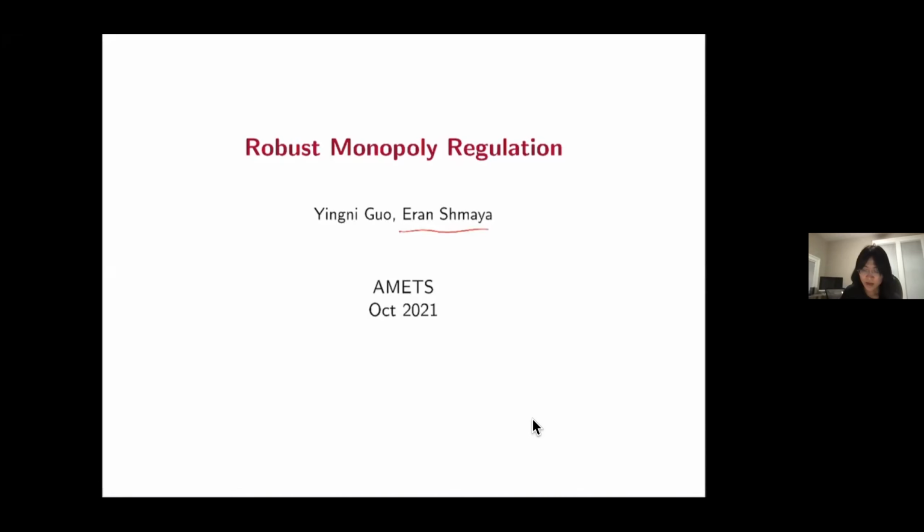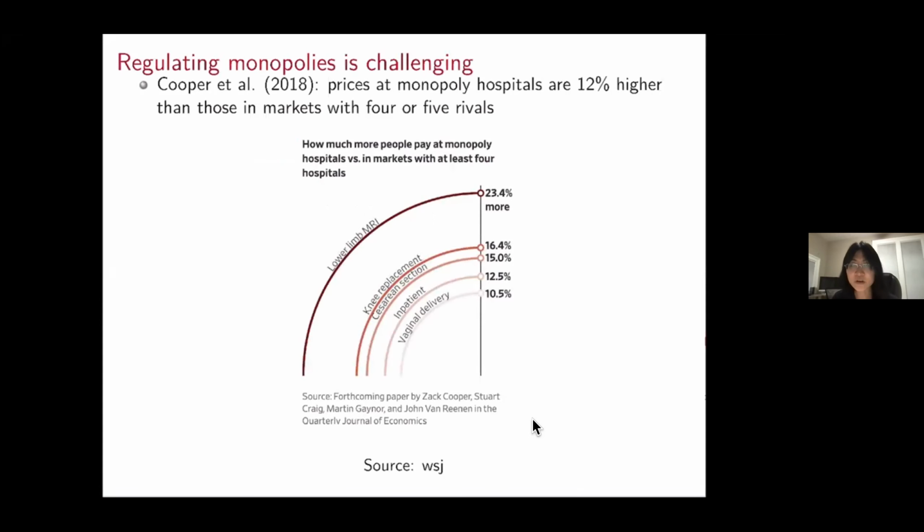Okay, so we all know that regulating monopolies is a notoriously challenging problem. A monopoly firm has the market power to set its price above that in a competitive or oligopoly market. For instance, this QJE paper by Cooper and his co-authors shows that prices at the monopoly hospitals are 12% higher than prices in markets with 4 or 5 rivals. This chart shows the price premium for different procedures.